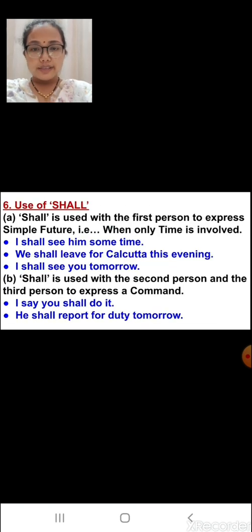Now, number 6, use of shall. Shall is used with the first person to express simple future, that is, when only time is involved. For example, number 1, I shall see him sometime. Number 2, we shall leave for Calcutta this evening. Number 3, I shall see you tomorrow.